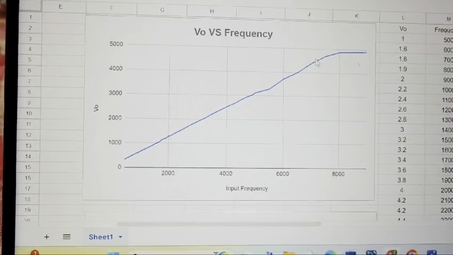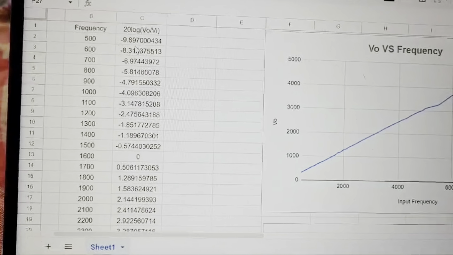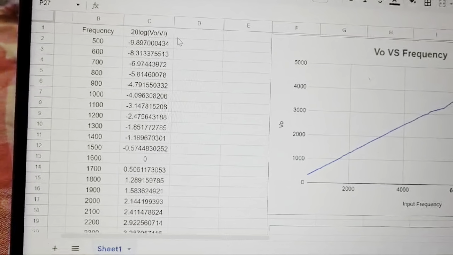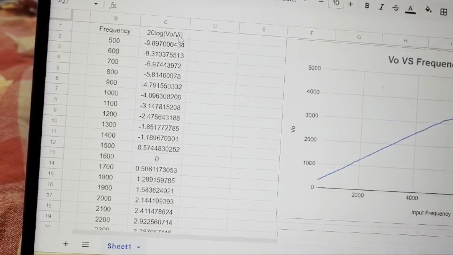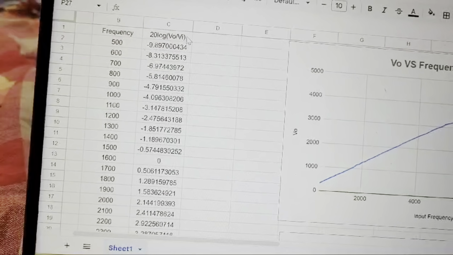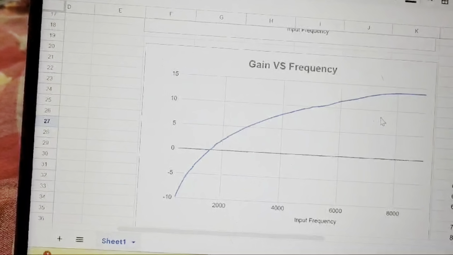plotting the graph between output voltage versus frequency, and we are also plotting the graph between 20 log V0 by Vi and frequency, where 20 log V0 by Vi is known as gain, and here input voltage is 1 volt, and this is our graph.